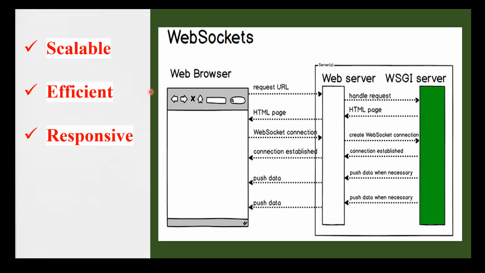Then comes efficient. Microservices enable you to use the appropriate technology for each service. For example, you can use a lightweight technology for a service that only performs simple tasks and a more robust technology for a service that requires more complex processing. And this approach reduces the overall complexity of your application and improves performance.